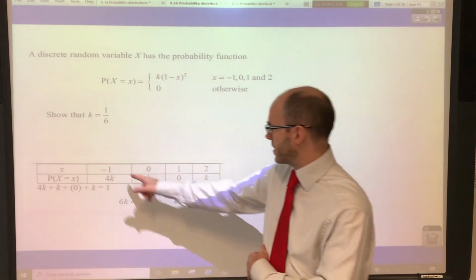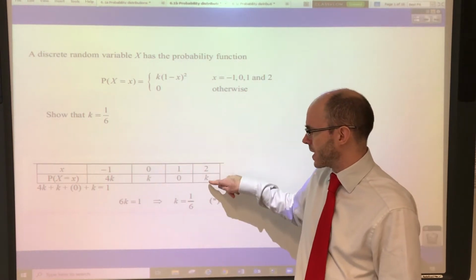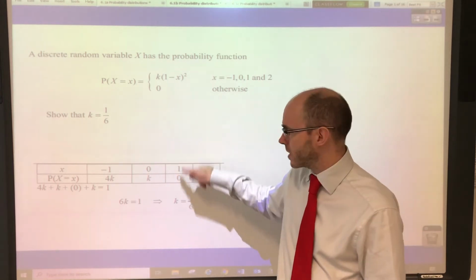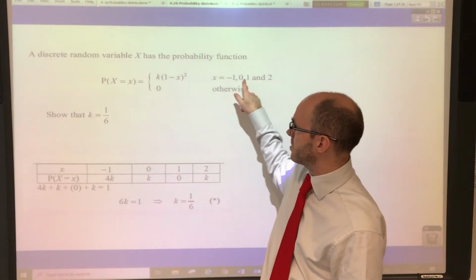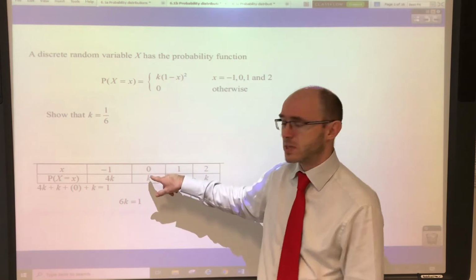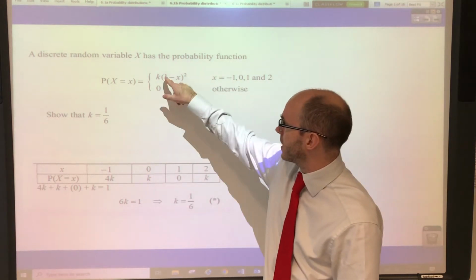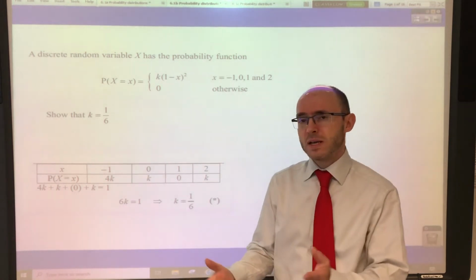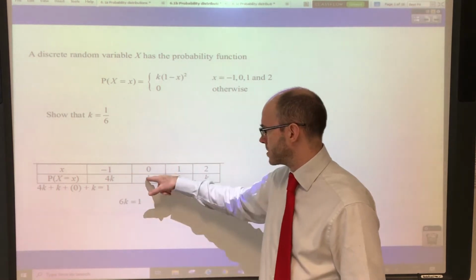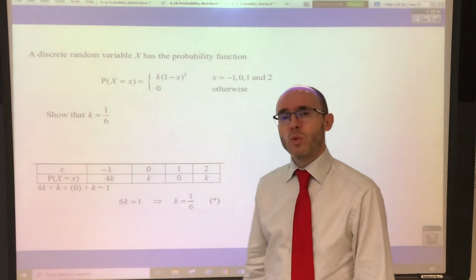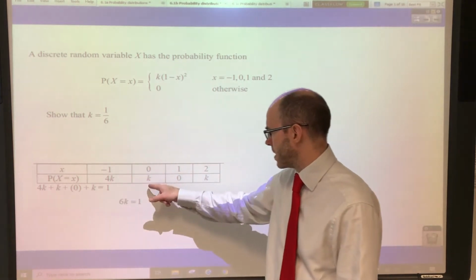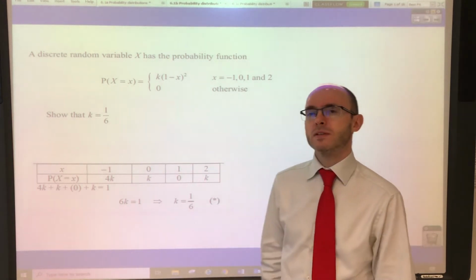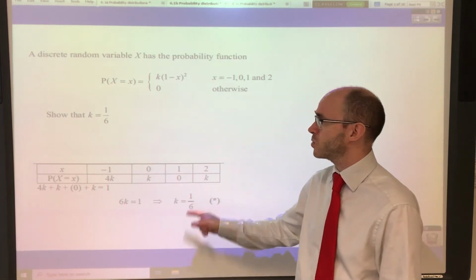Okay. But for each of these, I said to you that when x is 2, you get k. I said to you when x is 1, you get 0. If x is 0, of course you get 1 squared times k, which is k. When you put in negative 1, you get 1 subtract negative 1, which is 2. 2 squared is 4. You get 4k. So basically, in terms of k, these are the probabilities of each of these happening. Okay? When you add all those together, you get that plus that plus that plus that is equal to 1. 6k is equal to 1, hence k is equal to 1/6.